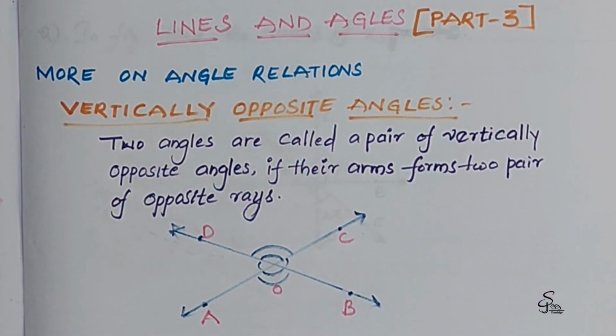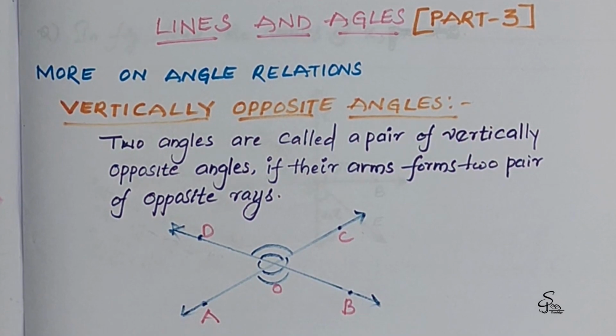Lines and angles, part 3. More on angle relations: vertically opposite angles. Two angles are called a pair of vertically opposite angles if their arms form two pairs of opposite rays.